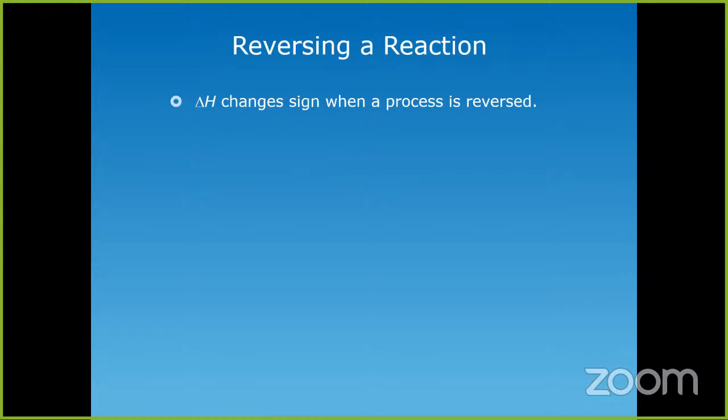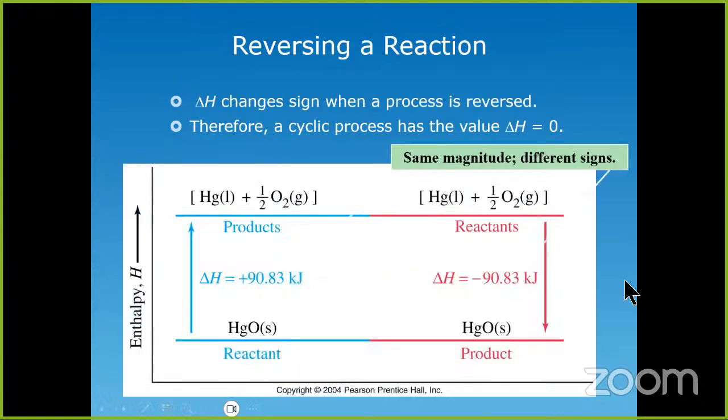So if the reaction is exothermic going in one direction, then the reverse reaction will be endothermic, all right? Therefore, if you have a cyclic process where you go from A to B and then from B back to A, that means that the total enthalpy change in that process would be 0. And that is true for every cyclic process. So for example, let's look at this example right here.